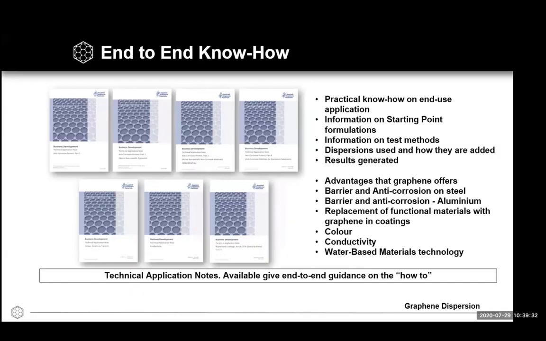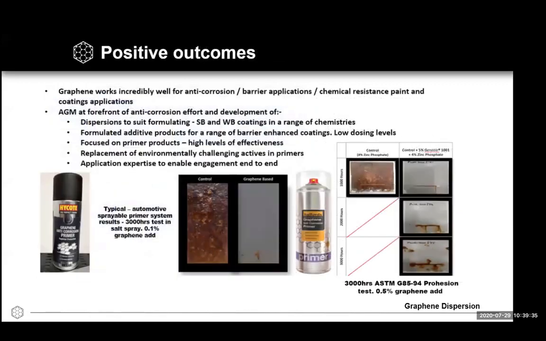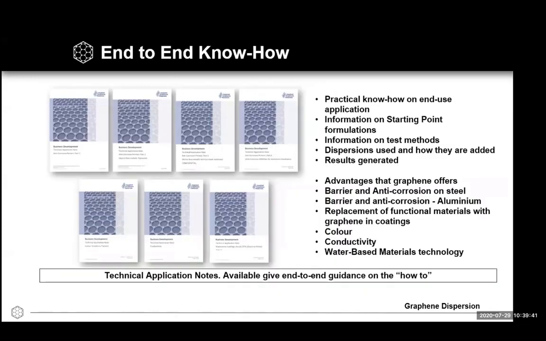The examples here shown on screen, this is a library which is growing of our technical application notes, and they're all available on our website. As Adrian mentioned, it gives a real in-depth look at starting point formulations, test methods, and how to disperse, how to use the products, and really also gives a good understanding of the benefits and the results that can be generated through the addition of our graphene dispersions in a number of applications. It really is the kind of how-to guides of how to use the products.